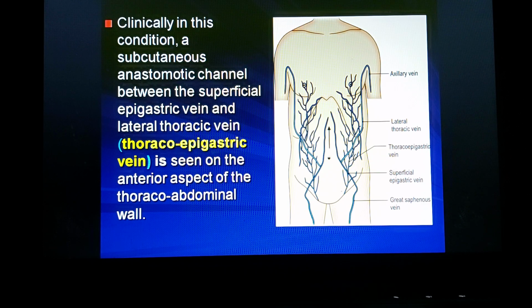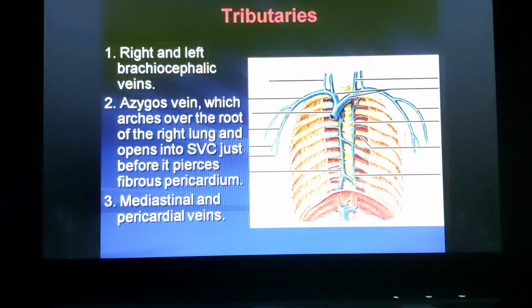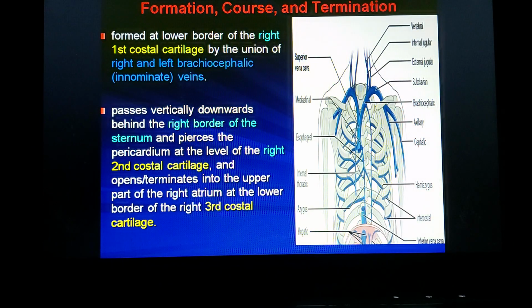It is seen on the anterior aspect of the thoracoabdominal wall. So it is a subcutaneous anastomotic channel between the superficial epigastric vein and lateral thoracic vein, seen on the anterior aspect of the thoracoabdominal wall. So there is a formation of the thoracoepigastric vein. Is it clear for you all? So can we summarize the superior vena cava?